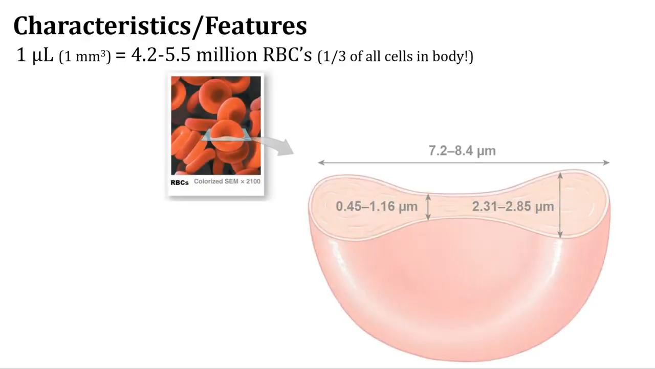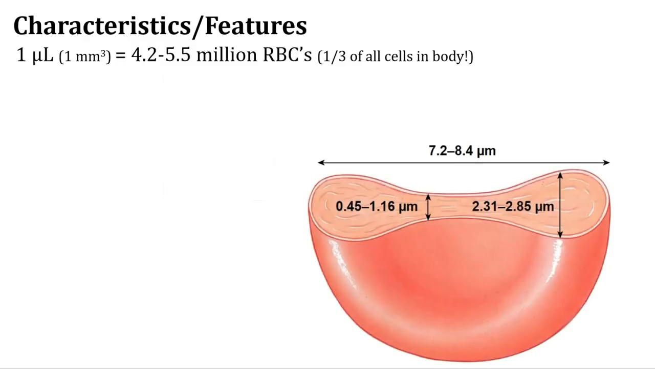Here's what a red blood cell looks like. In 1 microliter of your blood, so 1 cubic millimeter, it would be 4.2 to 5.5 million red blood cells. You have a lot of red blood cells. They're very small. And so in a cell-to-cell count, they account for about 1/3 of all the cells in your body. Now, they don't take up 1/3 of the volume of your body because they're so small, but there are many of them.